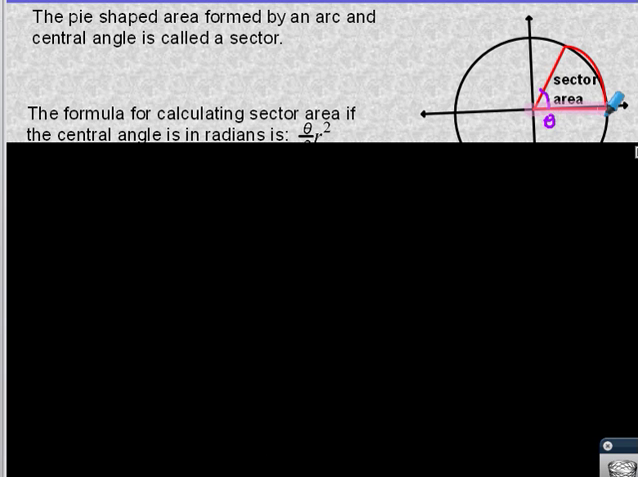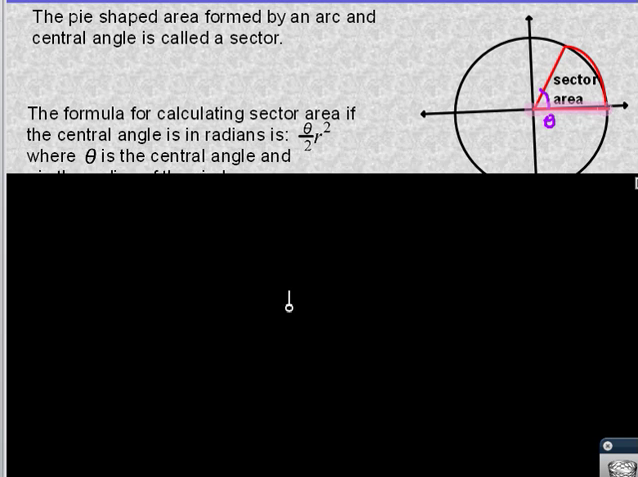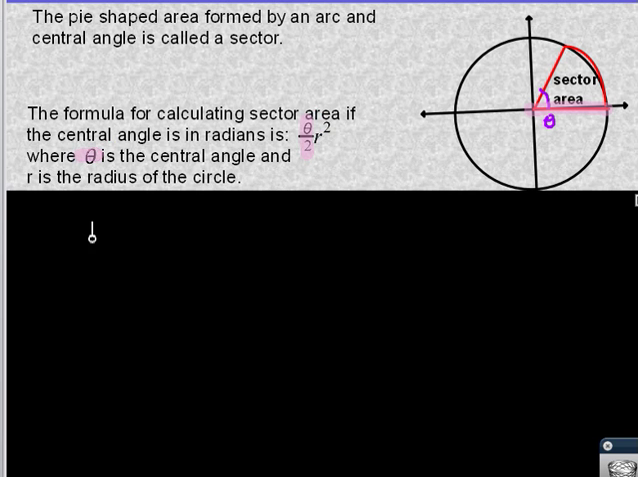So the formula for calculating sector area, if your angle is in radians, is theta over 2 times r squared. So it does actually look a lot like the area of a circle, except you're only taking a portion of that circle. What portion is going to be defined by your angle divided by 2. So again, theta is your central angle and r is your radius.